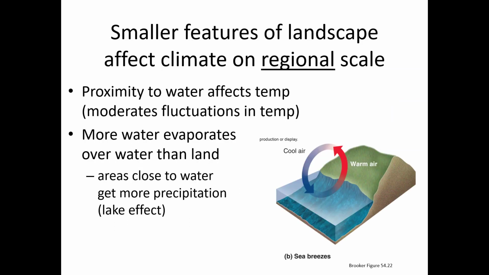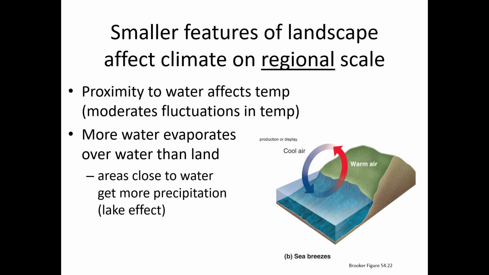There are also local features of the landscape affecting climate on a regional scale. Here in the Pacific Northwest, we don't really get very cold during the winter, and we don't get very hot during the summer if we live on, say, the Kitsap Peninsula or the islands of Anacortes. Instead, the proximity to water is going to affect the temperature. It moderates the fluctuations in temperature. Water has a high heat capacity. It loses heat slowly and gains heat slowly, thus moderating fluctuations in temperature due to seasonal variation.